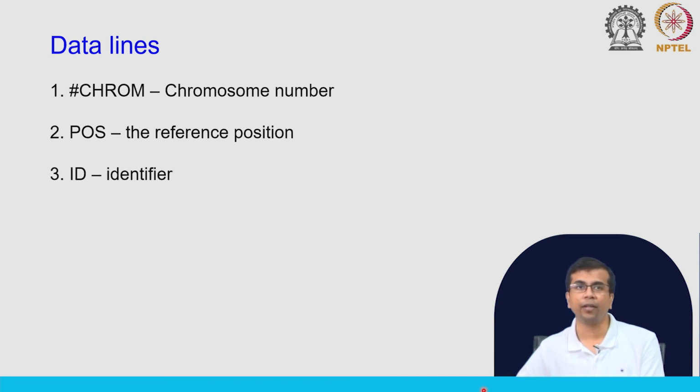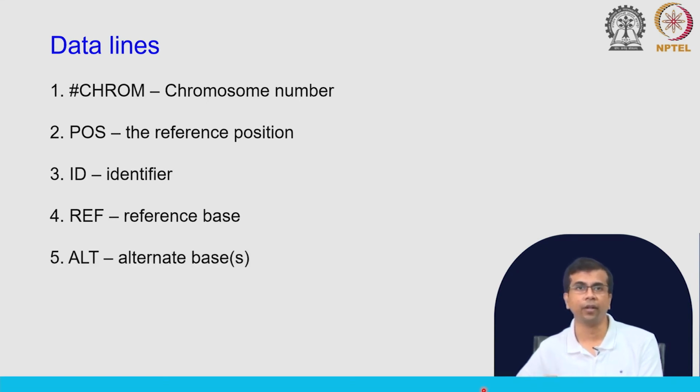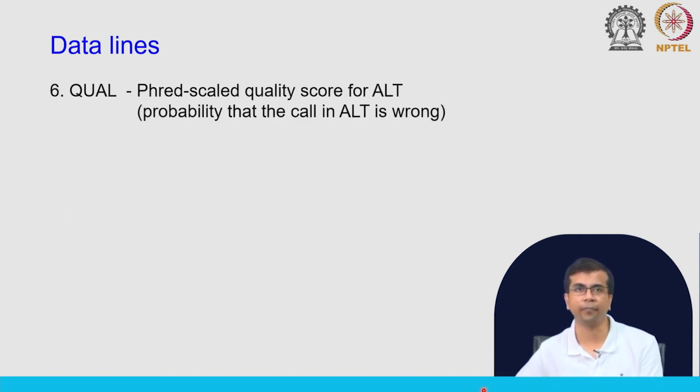Then you have the third one, which is the ID or an identifier. This comes from looking at some databases and identifying whether this variant is present in another database and has been given an ID, and this ID is then linked here. Then fourth, you have the reference base, the base that is present in the reference sequence. The fifth field is the ALT or alternate field that contains the alternate bases. This is actually the variant that we see in our data.